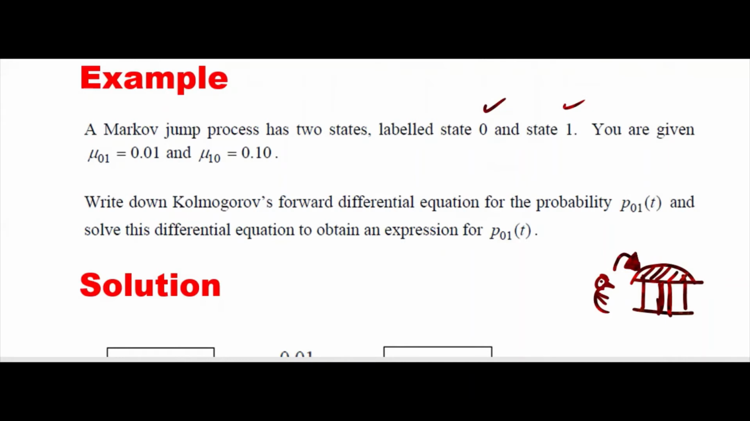What is the question? Write down Kolmogorov's forward differential equation for this and solve this differential equation to obtain an expression for this. Finally, our task is to find p01. 0 to 1 means: what is the probability that this guy will go from 0 to 1? 0 is with the company, 1 is not working with the company.